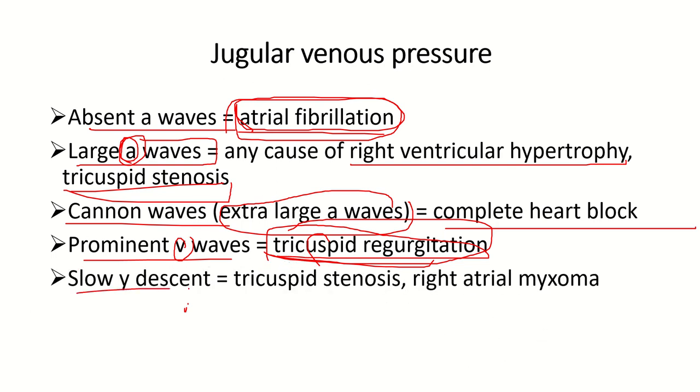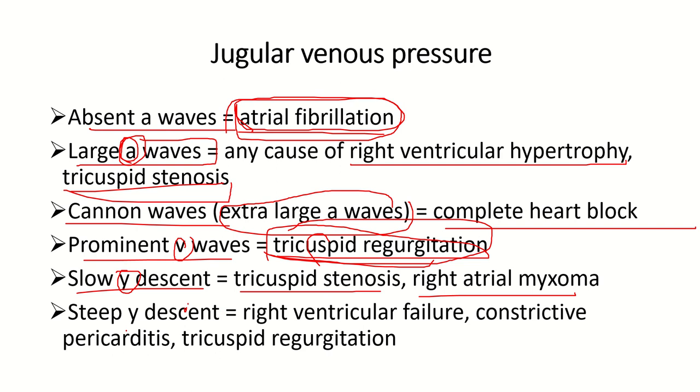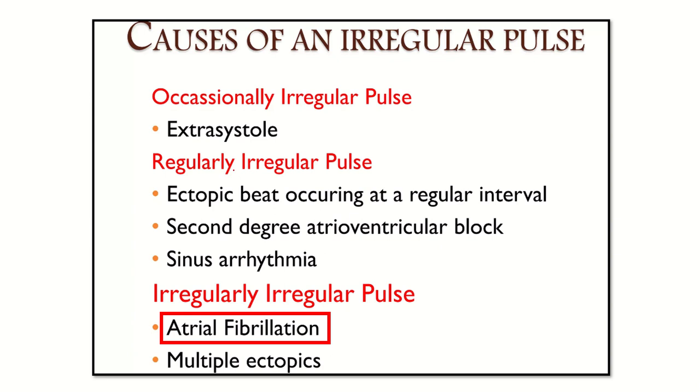Then here you can see the slow Y descent. Slow Y descent, that means pressure is released very slowly in the right atrium. It occurs due to tricuspid stenosis, that means the blood is leaving the right atrium very slowly. Then a right atrial myxoma also. And steep Y descent occurs in right ventricular failure, constrictive pericarditis, and tricuspid regurgitation. And here we can see some irregular pulse. In this question the patient has an irregular pulse, and irregular pulse occurs in case of atrial fibrillation and multiple ectopics.